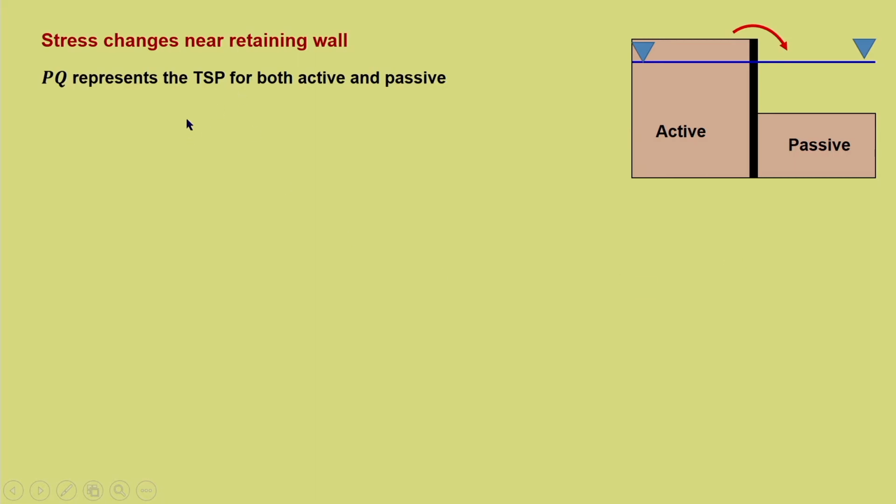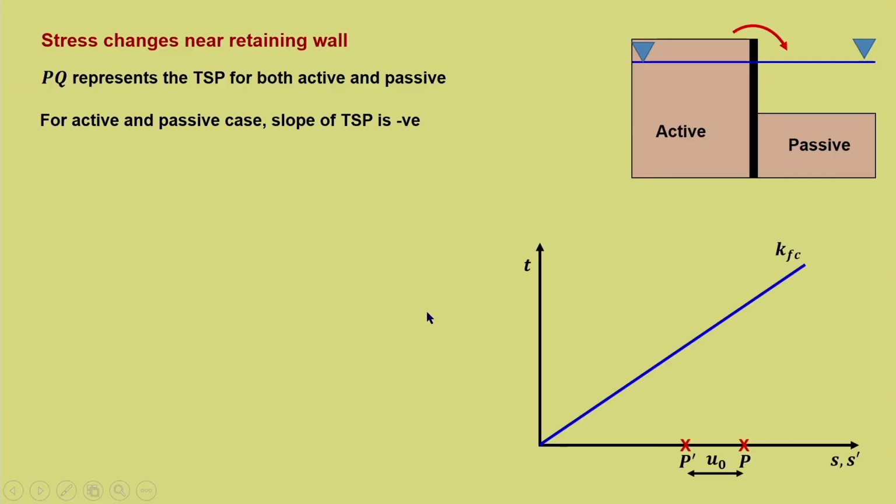Now, PQ represents the total stress path for both active and passive cases. Why is it so? For active and passive cases, the slope of the TSP is negative. You can see that if you substitute for active and passive conditions, that is how delta sigma A and delta sigma R change, you will see that in both cases you get the total stress path to be negative. Please verify yourself, because we have already explained this in our previous lecture. While considering one is constant, the other is increasing.